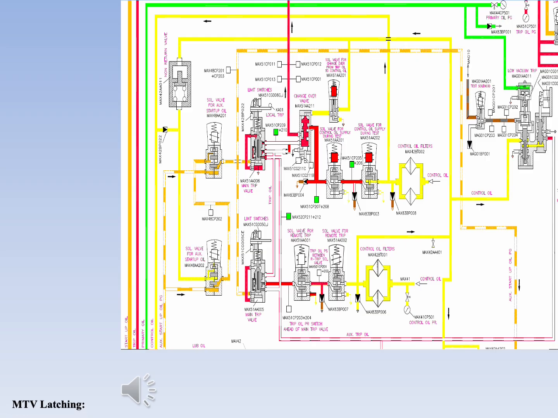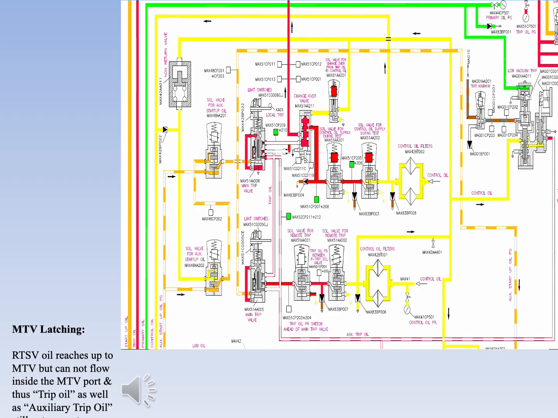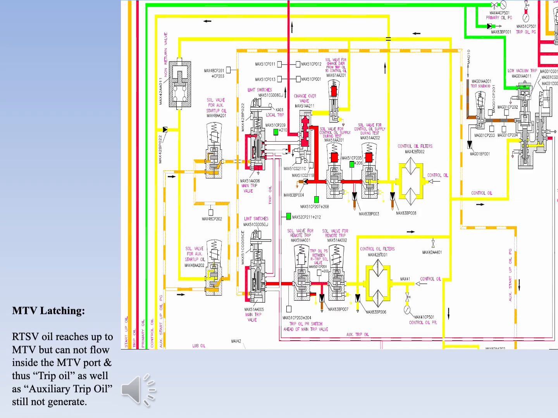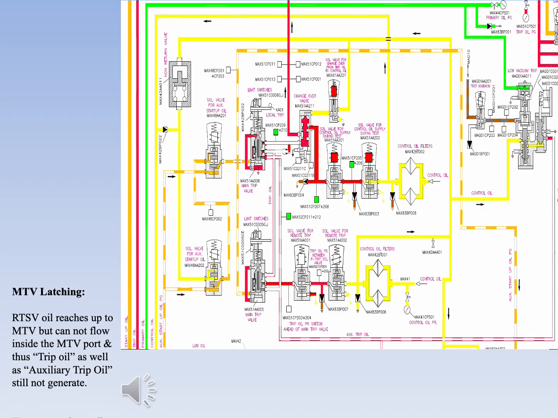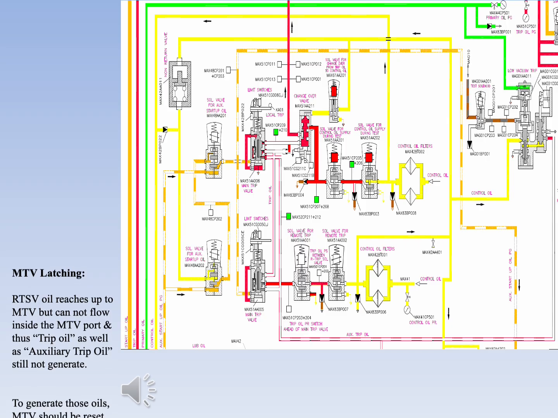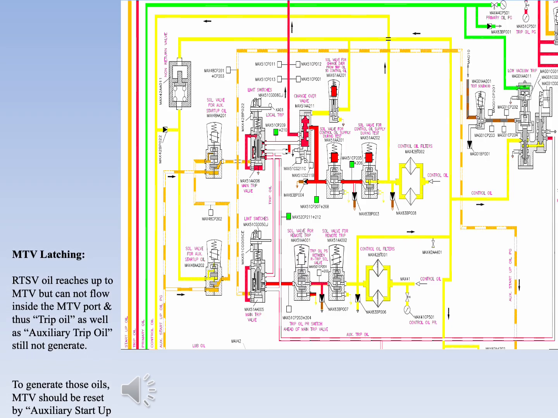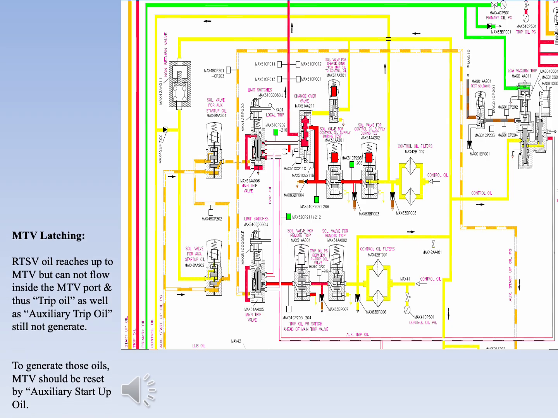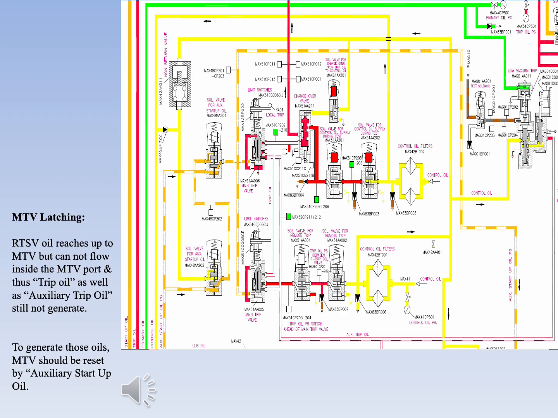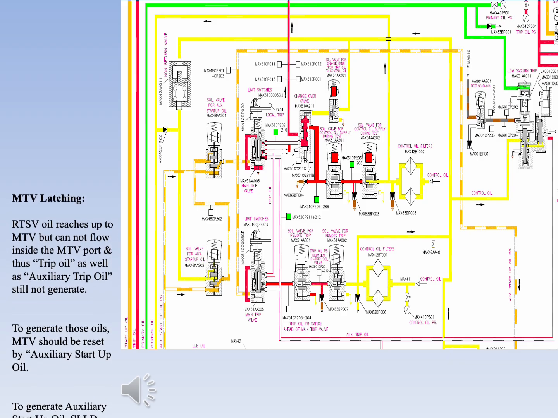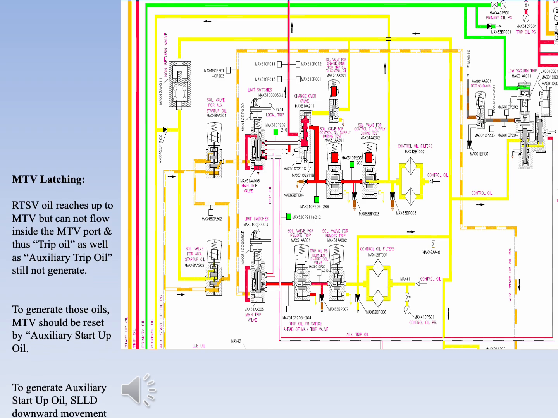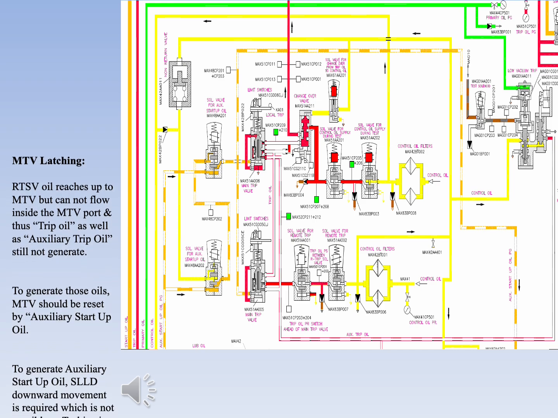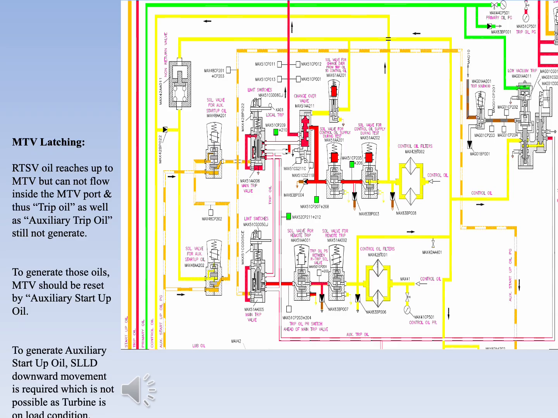MTV latching. RTSV oil reaches up to MTV, but cannot flow inside the MTV port, and thus trip oil as well as auxiliary trip oil are still not generated. To generate those oils, MTV should be reset by auxiliary startup oil. To generate auxiliary startup oil, SLLD downward movement is required, which is not possible as the turbine is on load condition.